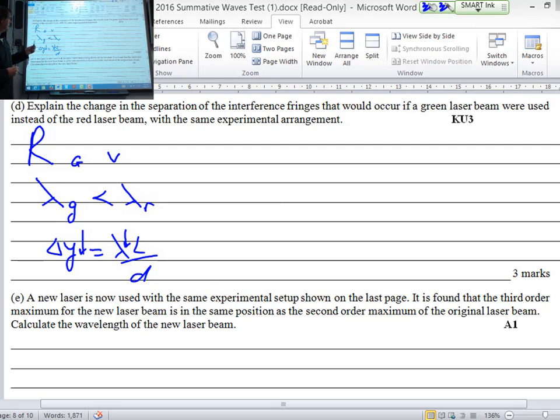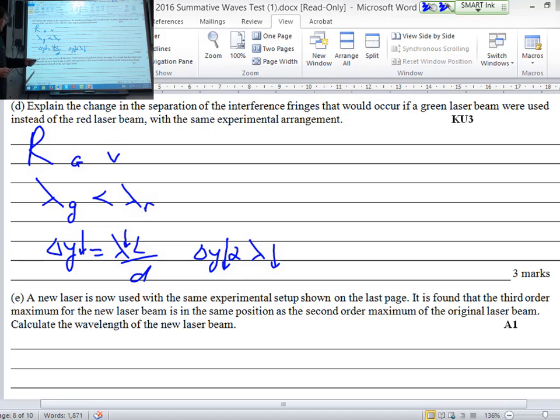So what we're trying to point out here is that the wavelength of green light is smaller than red, and we understand that because these two are proportional like that, the smaller wavelengths will give you a smaller fringe separation, and that's all you need to point out there for the 3 marks. Smaller wavelengths show proportionality, and therefore explain you're going to get a smaller fringe separation.